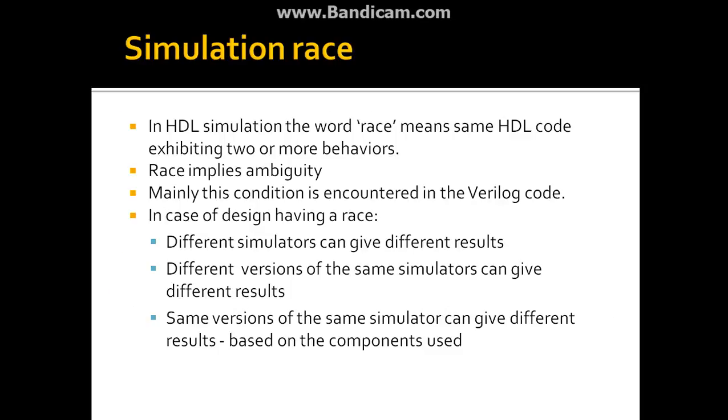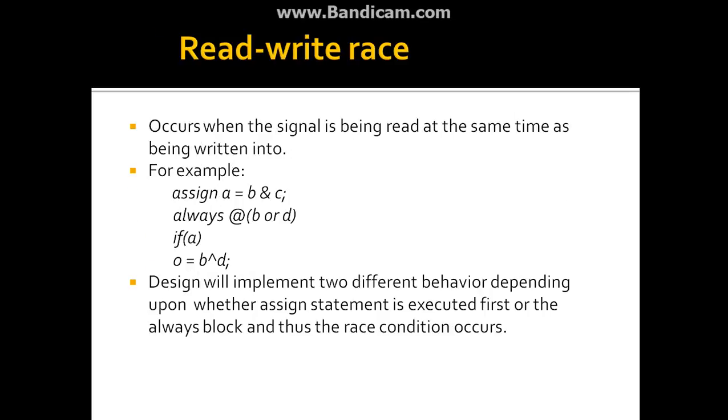Now next comes the simulation race. What does simulation race mean? In the context of HDL simulations, the word race means some HDL code exhibiting two or more behaviors, both of which are correct as per the language implementation. Race implies ambiguity, that is uncertainty, as simulators are free to choose from among different interpretations. This condition is mainly encountered in Verilog code. In case of a design having a race, different simulators can give different results. Different versions of the same simulator can give different results. The same version of the same simulator can give different results based on the components used.